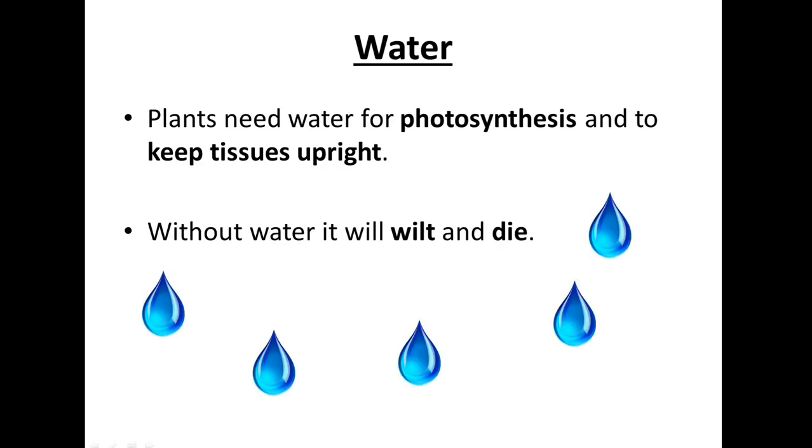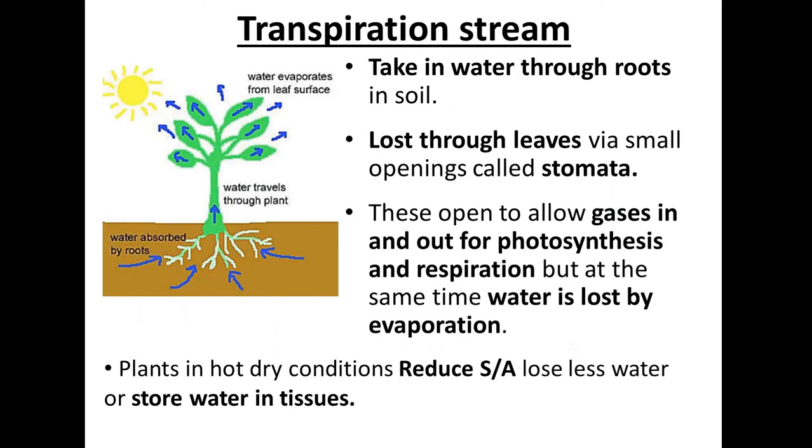So this lesson is about adaptation in plants. First of all, plants need water to photosynthesize, but also to keep the tissues upright. Without water, basically, photosynthesis will stop and the plant will wilt and die.